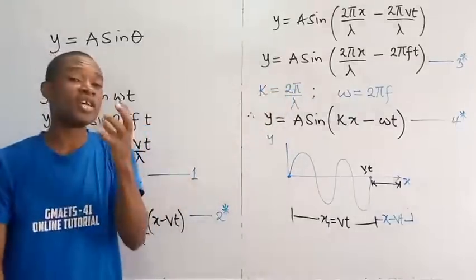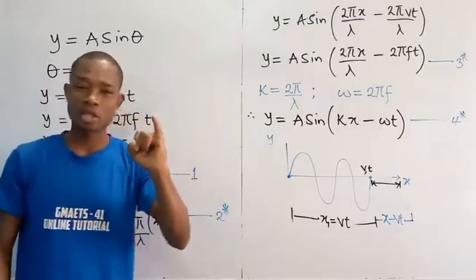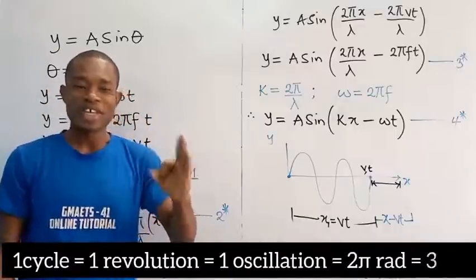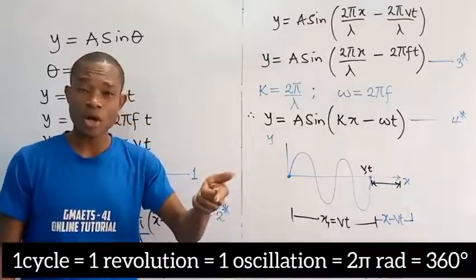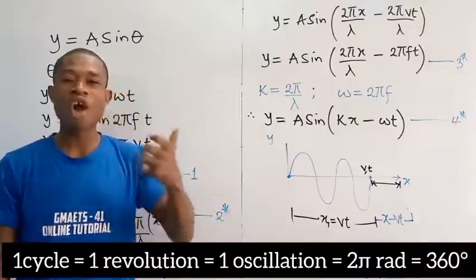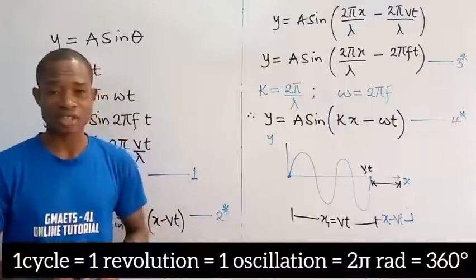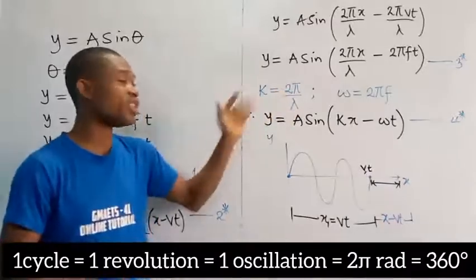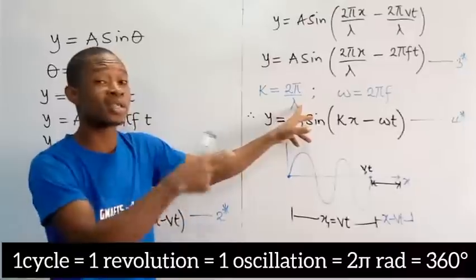2 pi here represents the number of cycles. You want to take note of that. We have this relationship: one cycle is equal to one revolution, is equal to one oscillation, is also equal to 2 pi in the unit of radian. Is equal to what? 2 pi in the unit of radian. And it is also equal to 360 degrees. That is the unit of degrees as angle. That's 2 pi. So you want to take note of that. That's why I refer to 2 pi here, in the definition of wave number, as the number of cycles covered over a given what? Distance, wavelength.